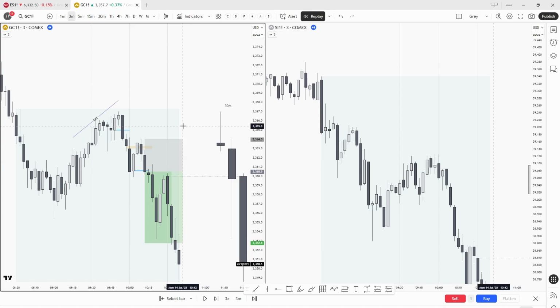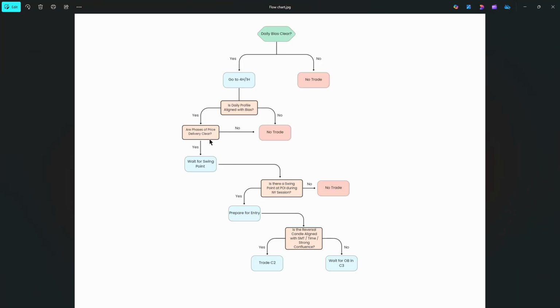So this was the second trade on Monday, which was also a winner. It followed all of our rules from the flow chart.